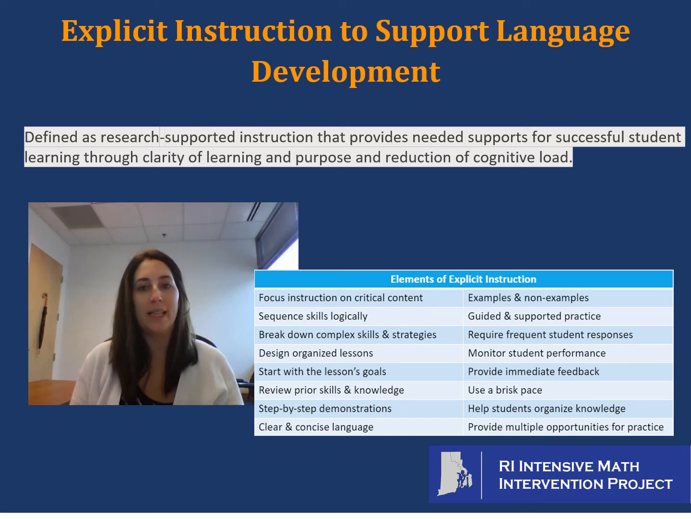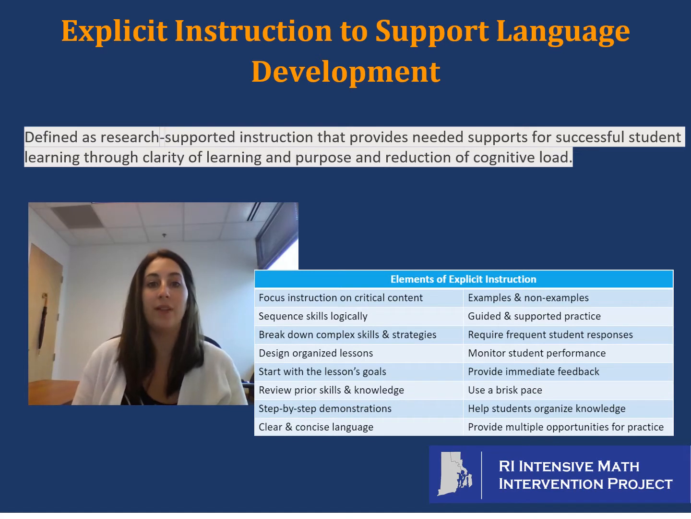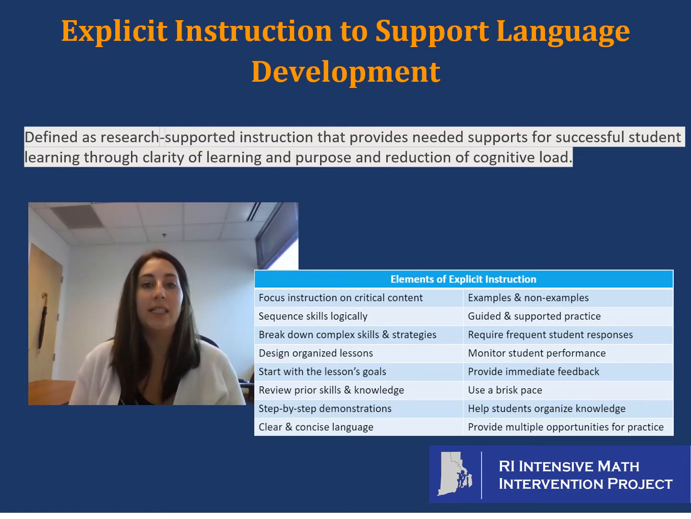Now that we know what makes the language of mathematics complicated, let's discuss the instructional strategies that teachers can implement to support their students. Explicit instruction is an instructional practice that is defined as being research-supported instruction that provides needed supports for successful student learning through clarity of learning and purpose and reduction of students' cognitive load. Explicit instruction promotes active student engagement by requiring frequent and varied responses, followed by affirmative and corrective feedback from the teacher.